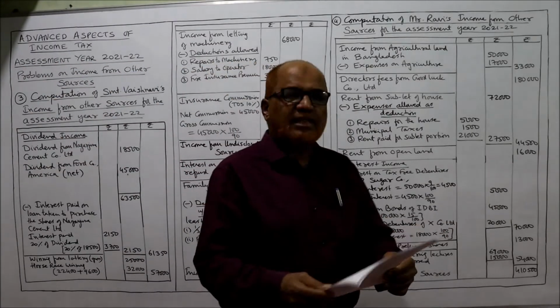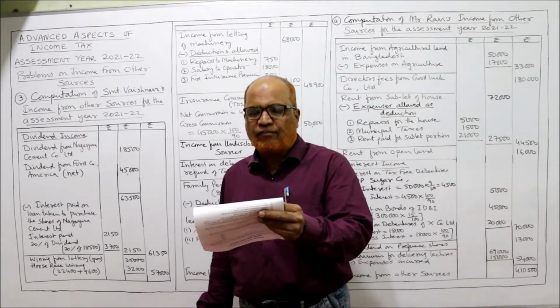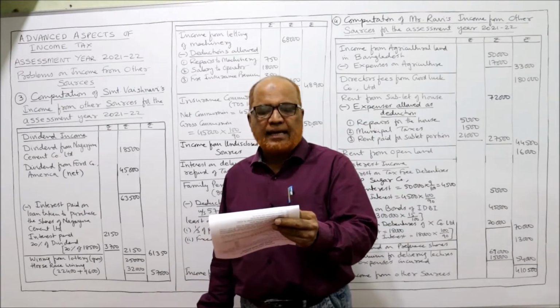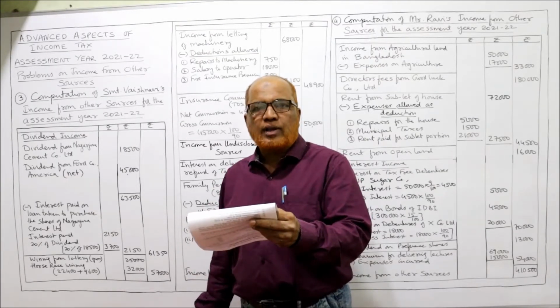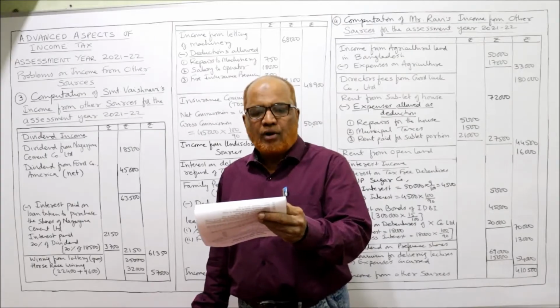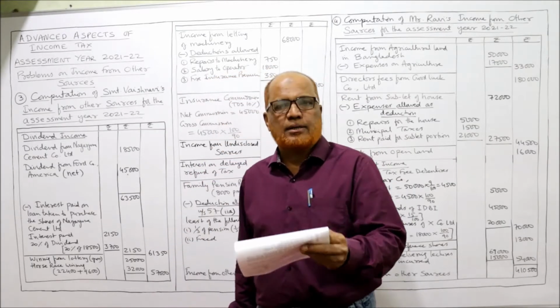Come on viewers, see problem number 3. Srimati Vaishnavi has submitted the following particulars of income. Calculate the income from other sources. First, winning from lottery, gross 25,000. Horse race winning, TDS 9,600, net 22,400.